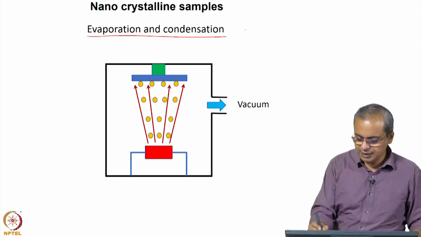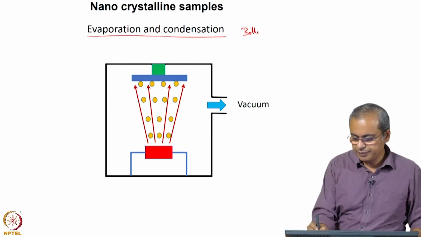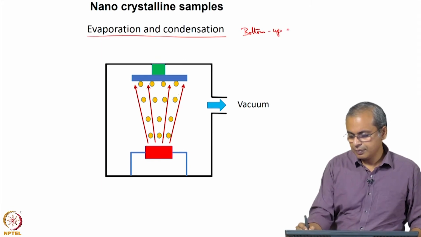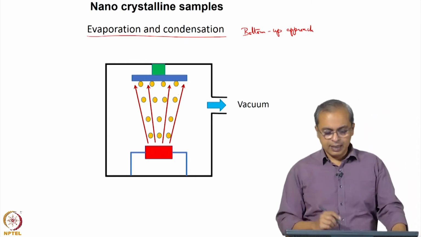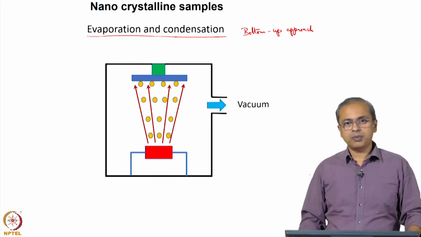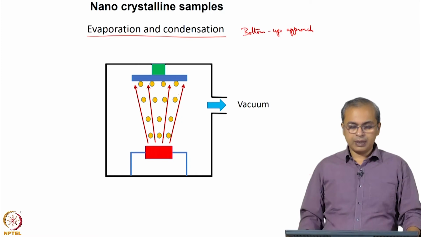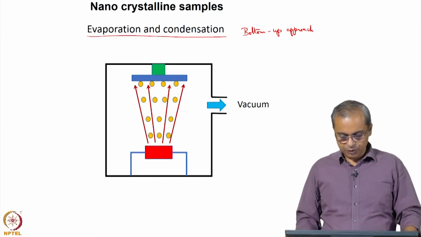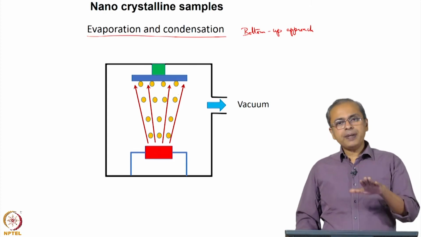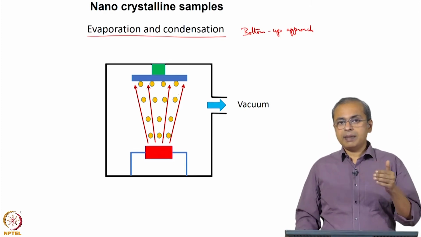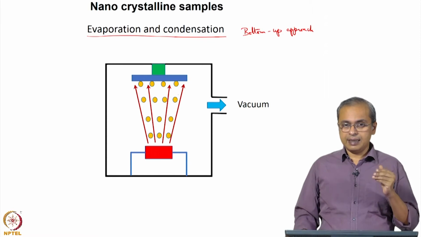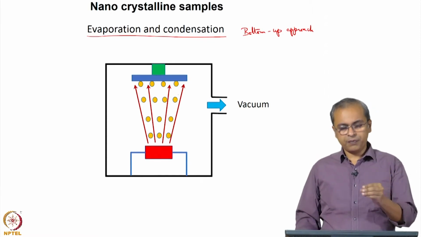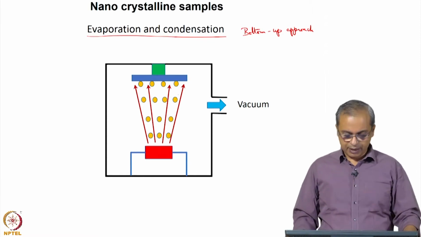So, you can think of this as a bottom up approach to sample preparation. Okay. So, in the context, as I said, we discussed different possibilities, whether it is top down or bottom up. So, this would constitute a bottom up approach. Now, evaporation and condensation can be done in multiple ways, and we will see a few of the most prominent ways in which this can be done.